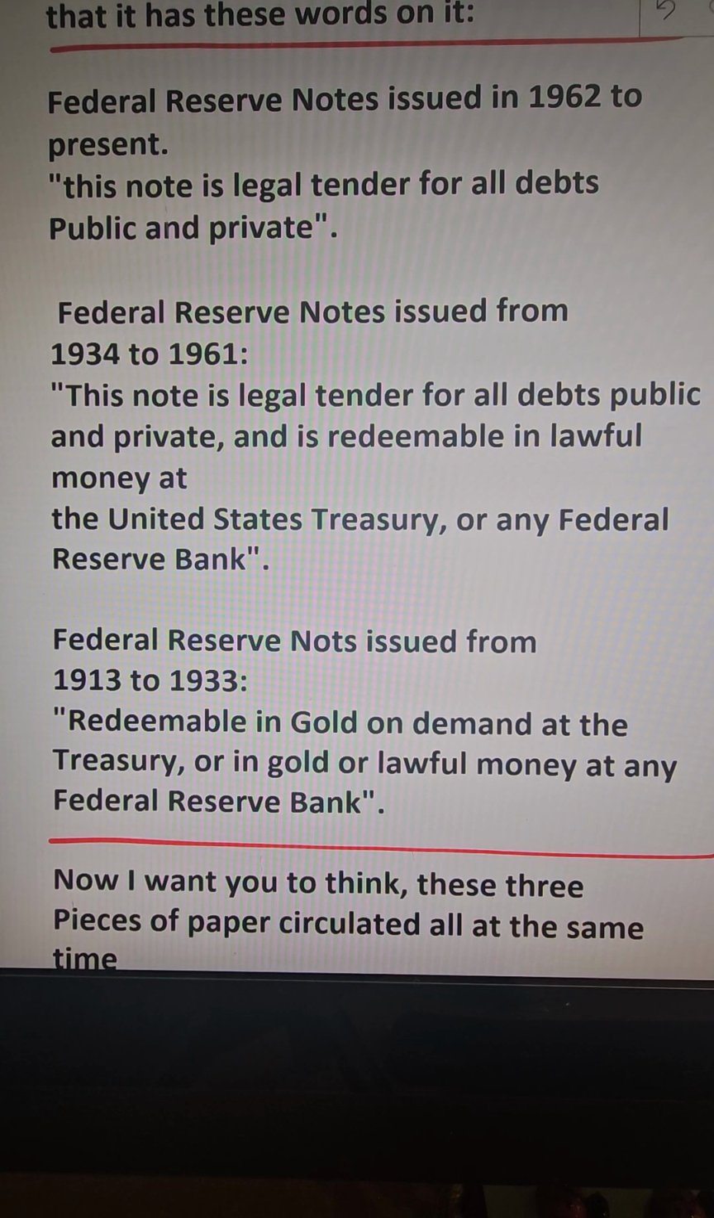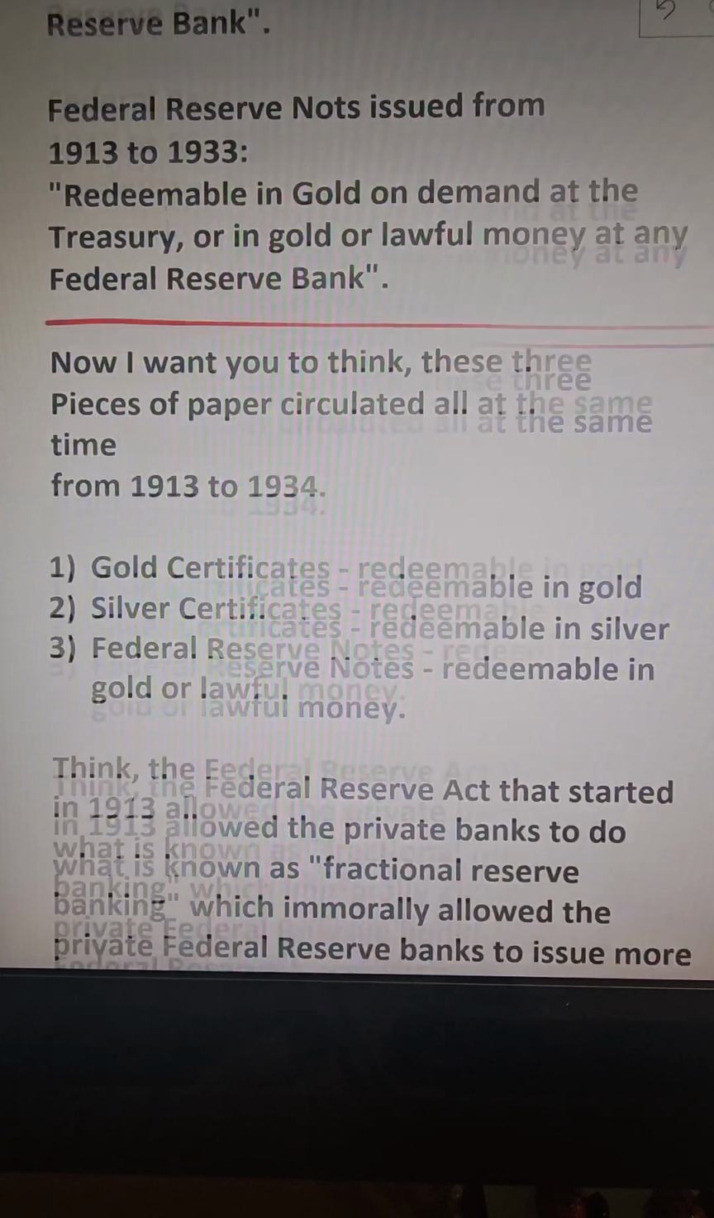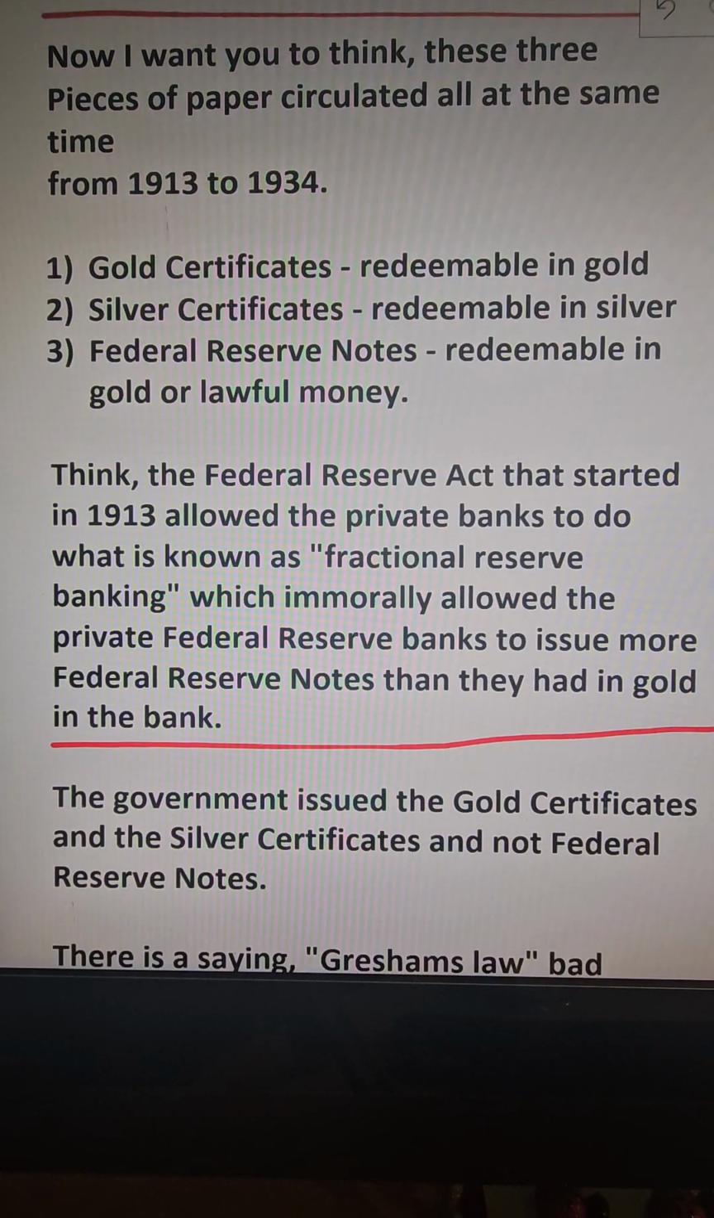You don't know the difference. Let's just go along here, because you don't know the difference. I didn't either, and I'm teaching you something. I'm teaching you to look at this situation that is going on. Now I want you to think. These three pieces of paper circulated all at the same time, from 1913 to 1934. I'll show you the three that were side by side, circulated at the same time period in history.